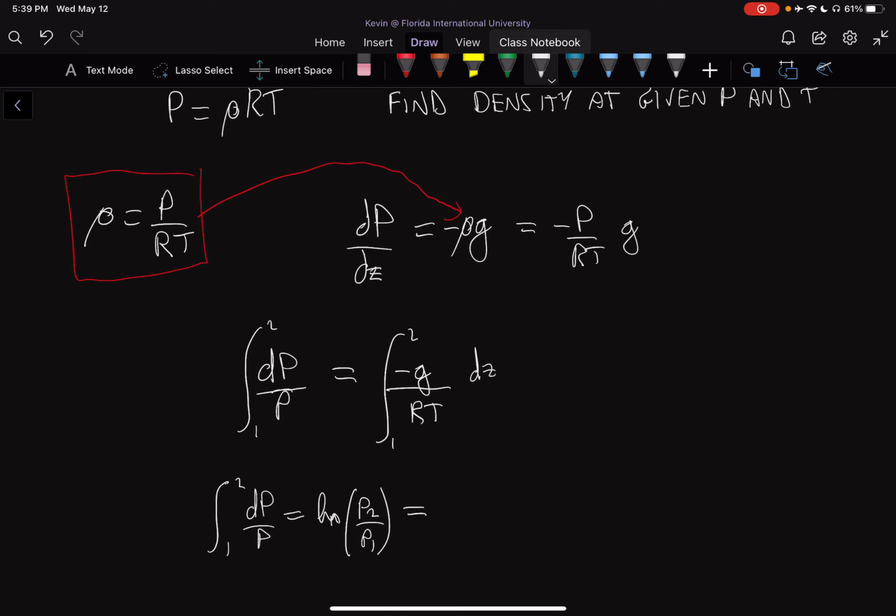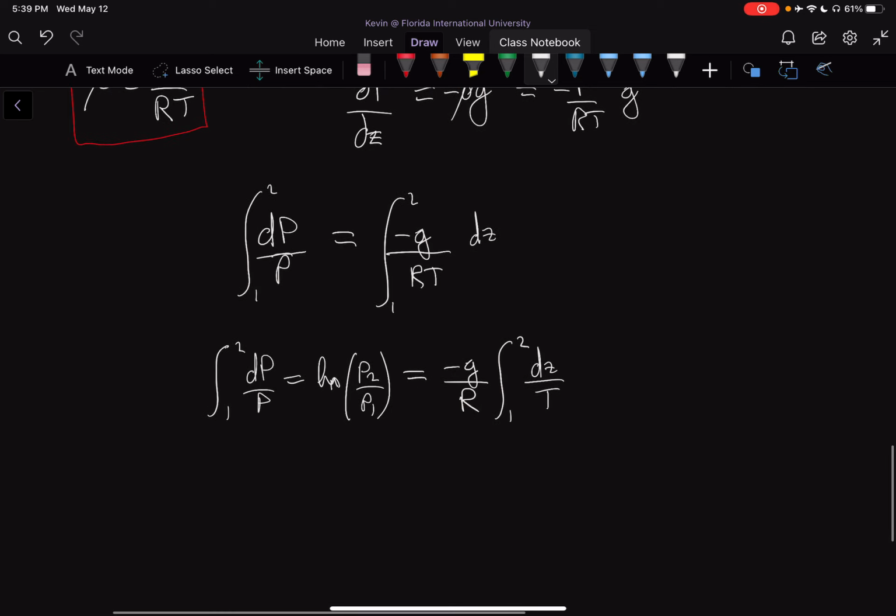On the right side, we can leave it for now as an integral, but we can simplify our top integral a little bit. We know that gravity and the gas constant are constant, so we're going to take those out of the bracket. So we have minus g over R times the integral from 1 to 2 of dz over T. That's the simplest form of the equation that we can have so far.